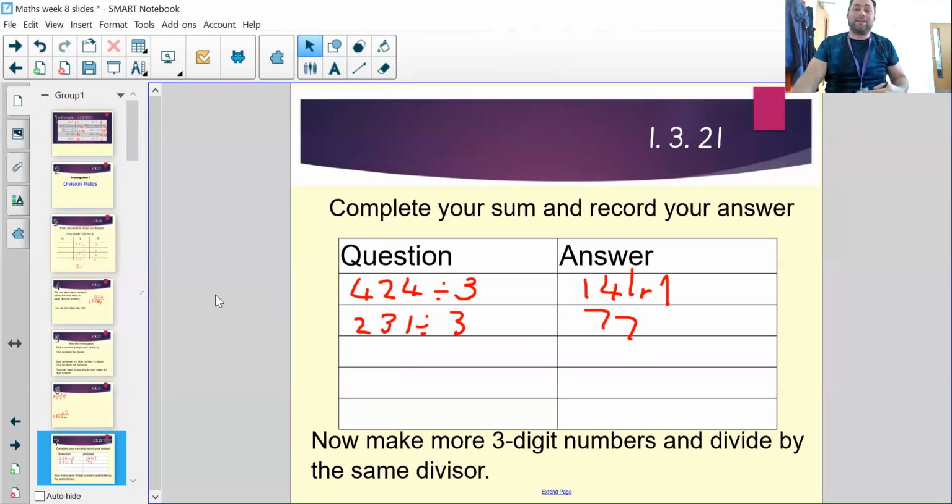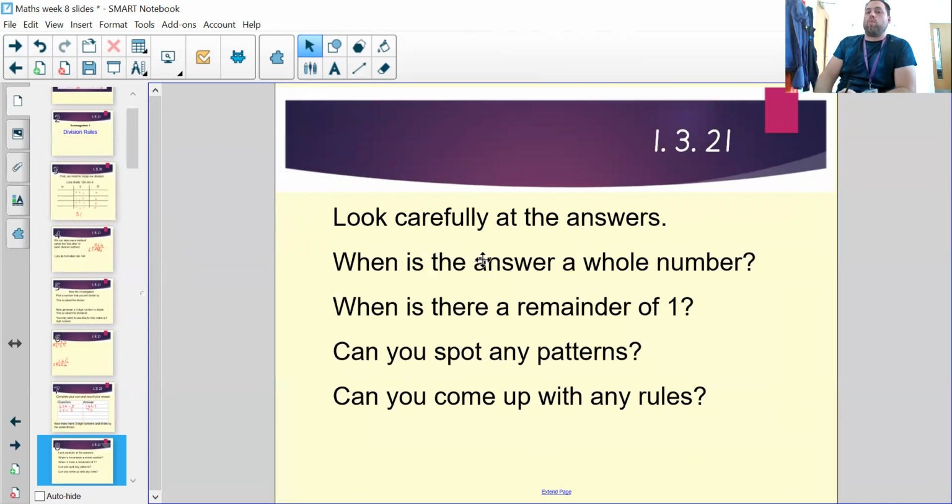You carry on doing this, do it about 6 or 7 times, and then start thinking about what patterns you are noticing. When is the answer a whole number? When is there a remainder of 1? Are there any patterns that you can spot, and can you come up with any rules? Like I say, you don't have to put this work up onto Tapestry, but you may do if you want.